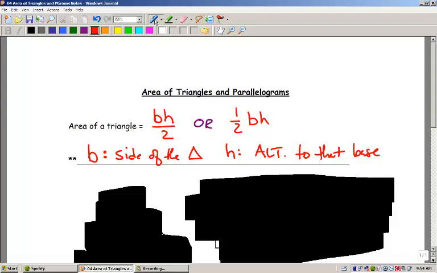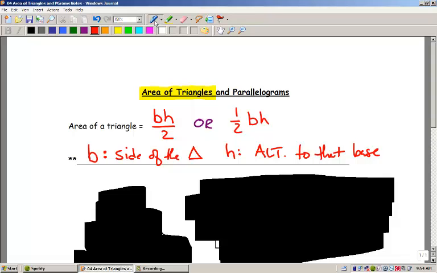So the first figure we're going to talk about is the triangle. As we know, a triangle is a figure that has three sides. We have had different types of triangles. We've had acute triangles, we've had obtuse, and we've had right triangles. No matter what, the formula that we're going to use is going to be one of two variations.